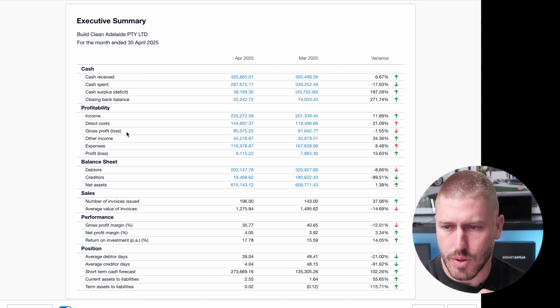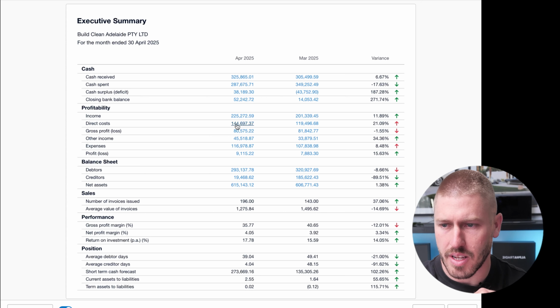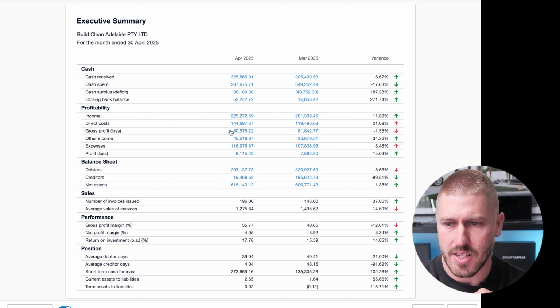Now we've got our gross profit. Gross profit is effectively income minus direct costs, which will leave us with our gross profit. And we can see here that we've got a consistency going on in our gross profit as well. Now these are cash balances. When we get a little bit lower down to performance, we'll be able to see that gross profit as a percentage of income as well.